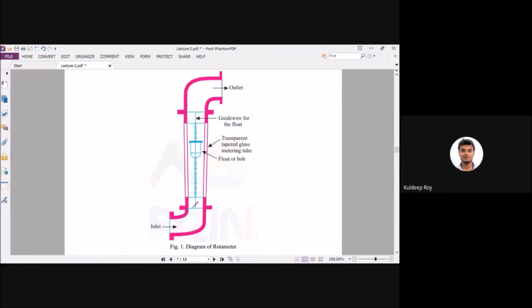The fluid will go here, and here you have applied what is called the float or bob. It is based on which kind of fluid or which kind of application you want to apply the rotameter for. Here this is the transparent glass, because you want to determine, here will be the scale, these are the scale, and a guide wire for the floater. Means the floater has a hole which is connected through the wire, so it cannot dislocate from this position to this position, or change its orientation or position. It should be in this direction.